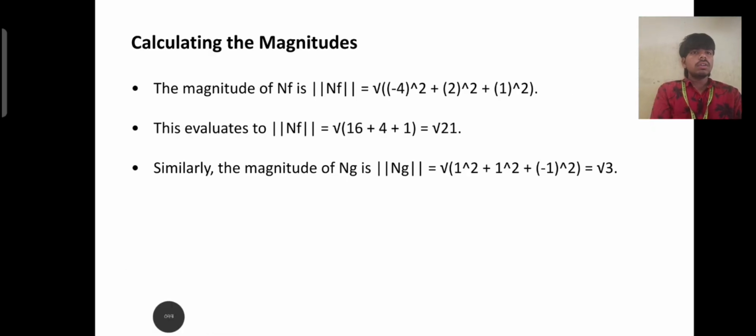Calculating the magnitudes. The magnitude of nf is |nf| = √((-4)² + 2² + 1²). This evaluates to |nf| = √(16 + 4 + 1) = √21. Similarly, the magnitude of ng is |ng| = √(1² + 1² + (-1)²) = √3.